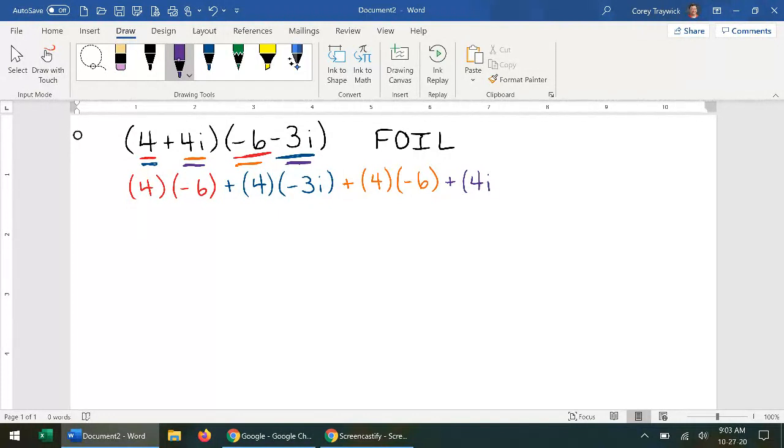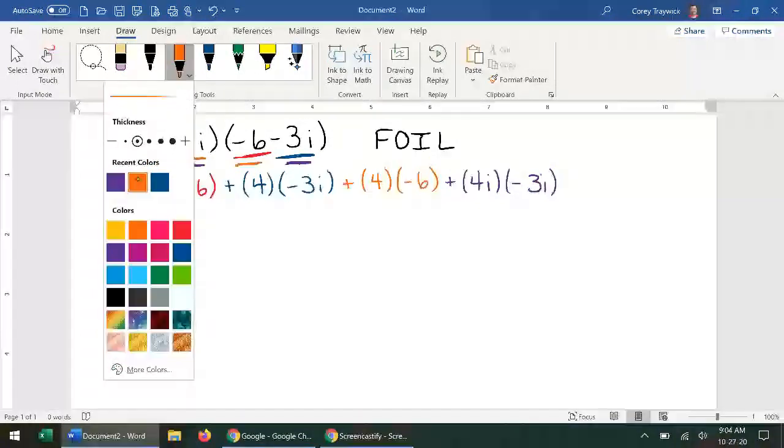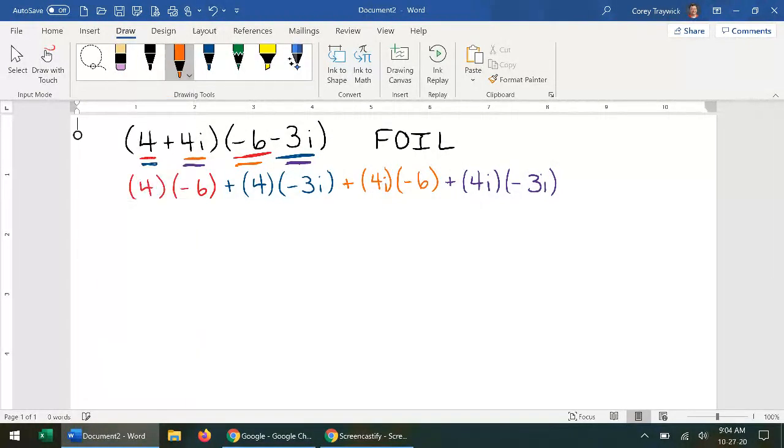and minus 3i. I want to make sure I'm getting... Is this sloppy? Yeah, it is a little bit. Let's fix that. There we go. Minus 3i. Okay, I think I've got everything. Oh, I know what I left out. On this one over here, this should be 4i. Okay, now we've got that fixed.